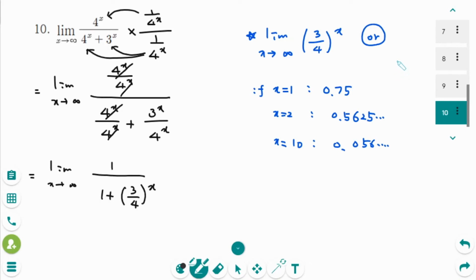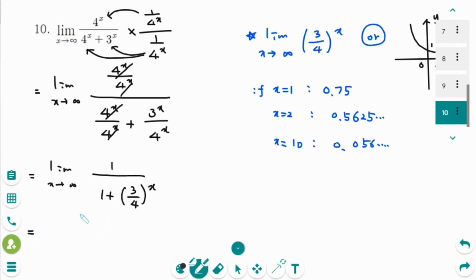Or just think about the graph like this. What is 3/4? It's less than 1 but greater than 0. So the graph is a decreasing graph like this. So when x is increasing, the graph goes to 0. So you can choose any one.